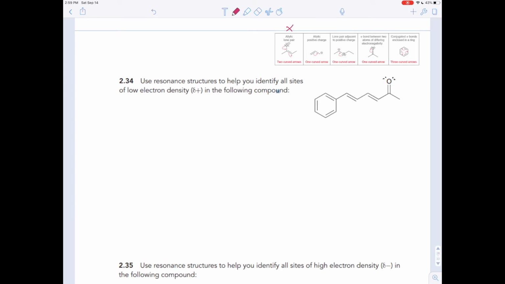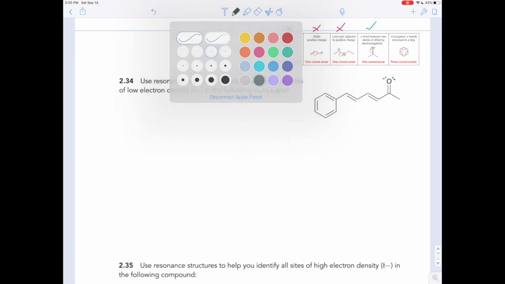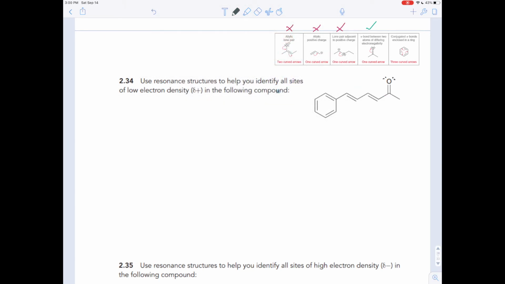How about an allylic positive charge? We don't have a positive charge at all. How about a lone pair adjacent to a positive charge? No positive charge at all. How about a pi bond between atoms of differing electronegativity? We do have that. That second bond between the carbon and the oxygen is a pi bond. Oxygen is way more electronegative than carbon, and so that's a pi bond between 2 atoms of differing electronegativity. So we definitely have resonance.